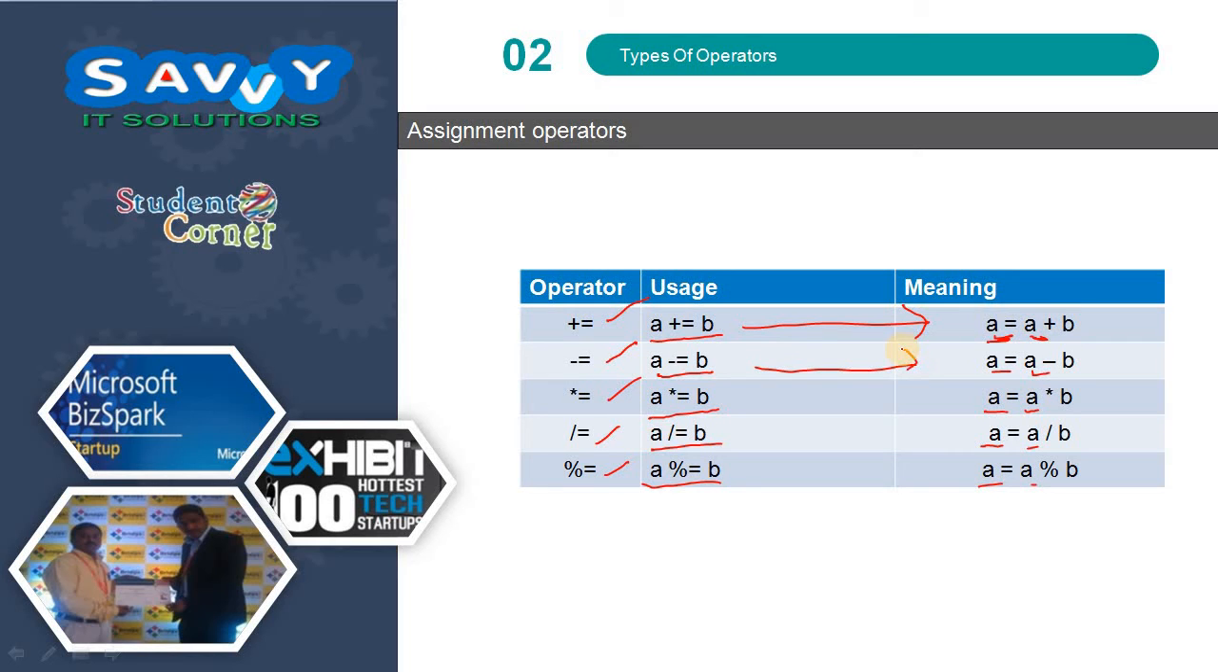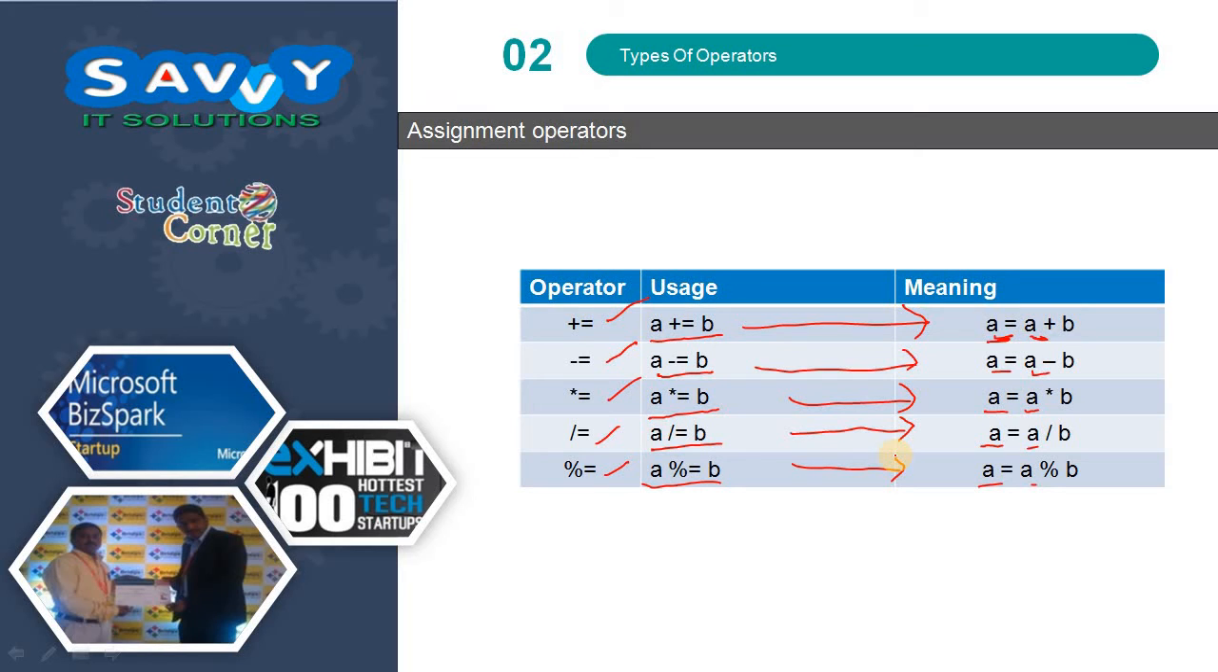A minus equal to B is represented by A is equal to A minus B, A times equal to B is A is equal to A times B, A divided equal to B is A is equal to A divided by B, A mod equal to B is A is equal to A mod B. So this is the way we use assignment operators.